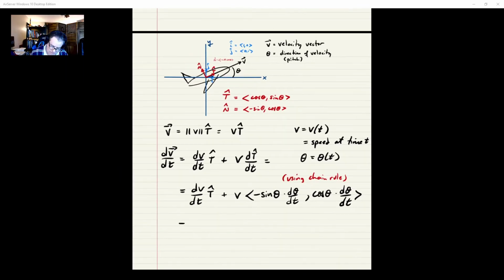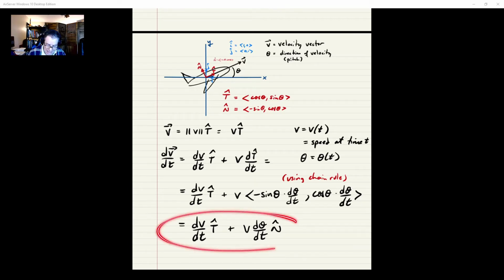So now we'll have linear acceleration. This is basically the component of the velocity that is changing, causing it to speed up or slow down along its tangential path, plus the component of acceleration that is causing it to turn. We can factor out that d theta dt and say it's the speed times d theta dt times this negative sine theta cos theta, which is the unit normal. So the acceleration vector is broken up into the component of acceleration in the direction you're traveling and the component of the acceleration that is causing it to turn.